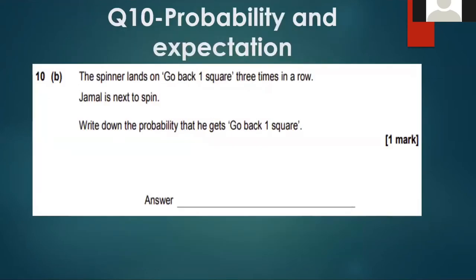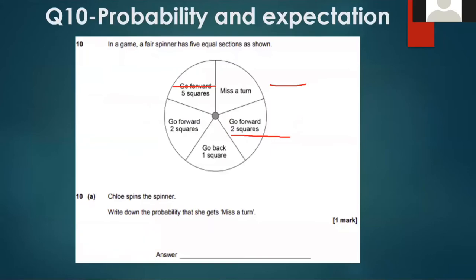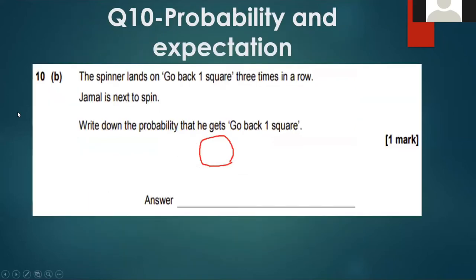Part B, guys. The spinner lands on go back one square three times in a row. Jamal is next to spin. What's the probability that he gets go back one square? So checking back in our spinner, go back one square appears once, okay? So the answer for that is going to be 1 out of a total possible of 5.